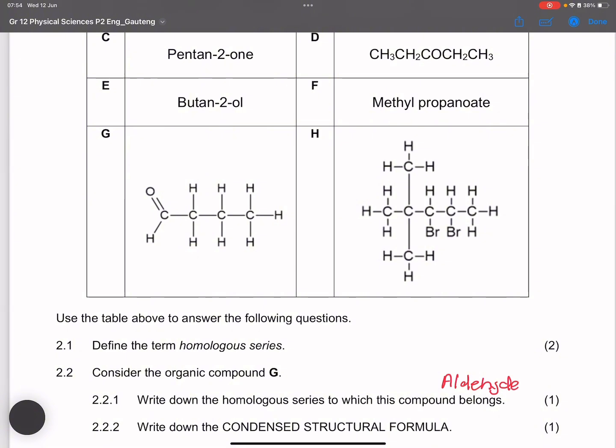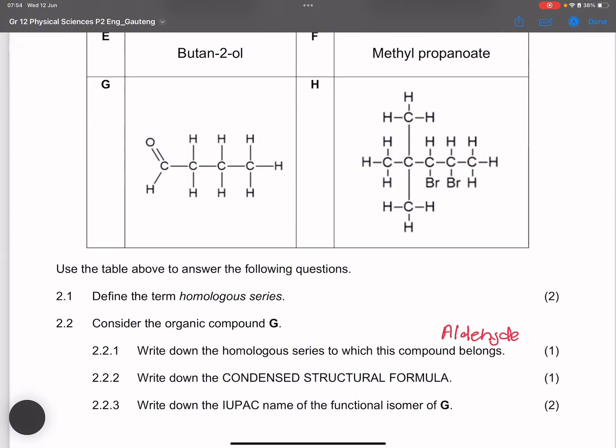Okay, and secondly, they say write down the condensed structural formula for this compound. Now note, in this case, what you can do is I can write it in the other way around. So that would be CH3, CH2, CH2, and CHO. So I can write it in this way: CH3, CH2, CH2, and CHO. Right, that's the condensed form of it. If you wanted to write it in the same order, I'd say CHO, CH2, CH2, CH3. I just prefer this order most of the time. Okay, so for that CHO at the end.